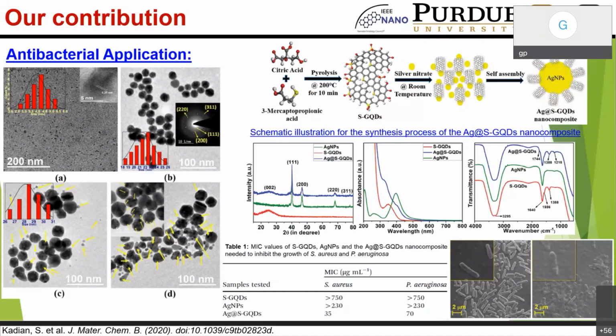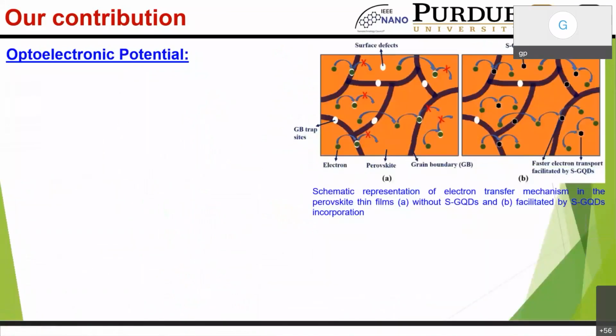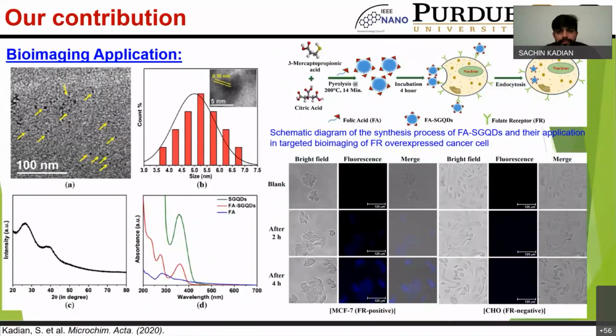One more thing, sir. When you showed the cancer bioimaging through your graphene quantum nanodots, could you please go to that slide? Yes, sir. So here also, you used citric acid, and you have done it with the folic acid, right? And the cancer cells have very high folic acid receptors, right?